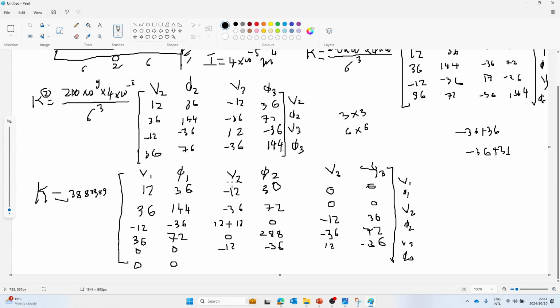Now the next one is V2, phi3. This is V2. Where is phi3? What's the value? 36. Now you move to phi2, phi3. This is phi2, this is phi3. What's the value? 70. Is it 72 or 76? I don't know if I made a mistake here, but I think it's 72.